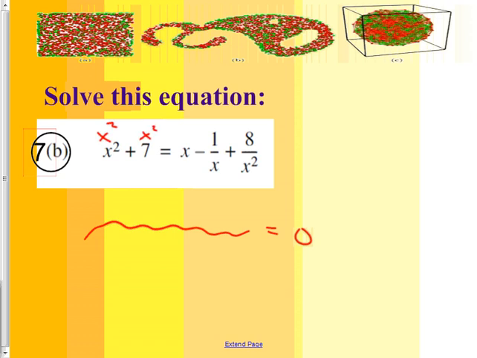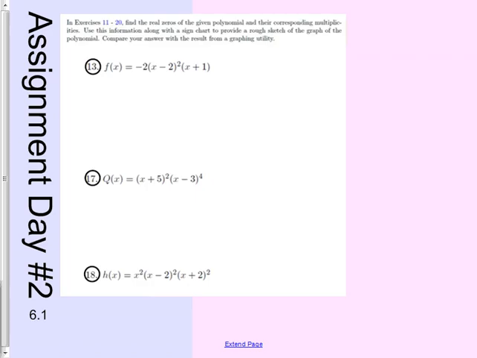Everywhere. That'll clear up your fraction. And then again, move it all over to equal 0. So the idea of a sign chart is, if this thing equals 0, I set f of x equal to 0, then if I make just a little sketch of this, I'll know where it's positive and negative.